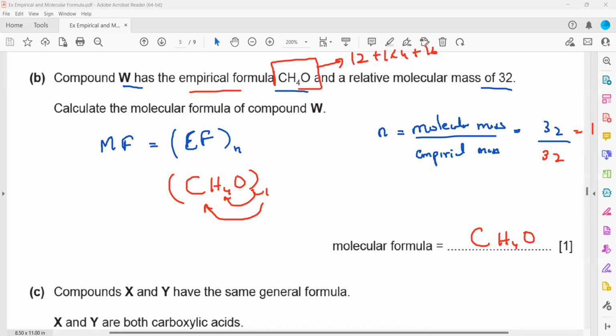So when molecular mass and empirical mass are the same, that compound will have the same empirical and molecular formula. Is it clear?